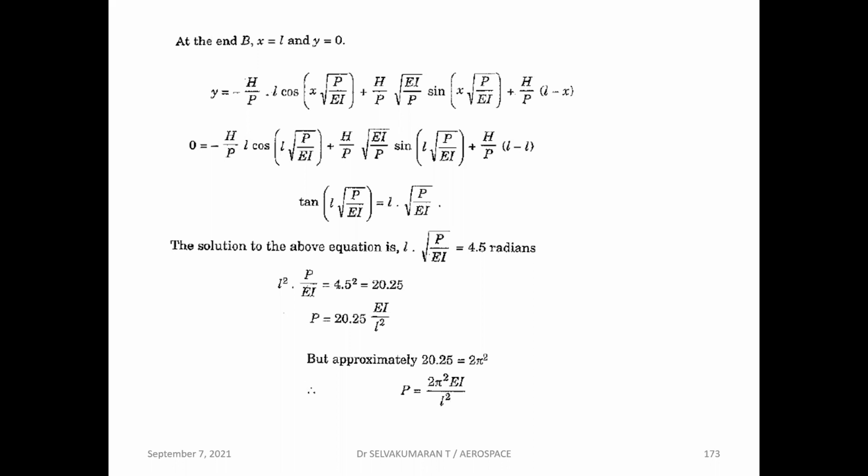If you take a circular section, it doesn't matter because Ixx is equal to Iyy is equal to pi d power 4 by 64, whether it's a solid circular column or a hollow circular column. If you take different sections like an I section column or other sections where you get different values for Ixx and Iyy, you have to choose only the minimum value. That's very, very important.